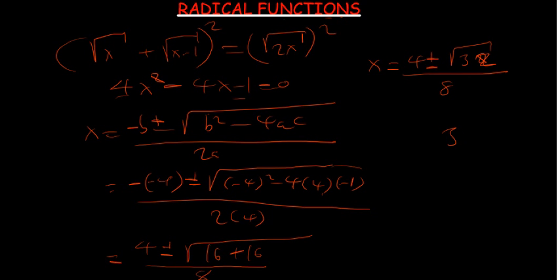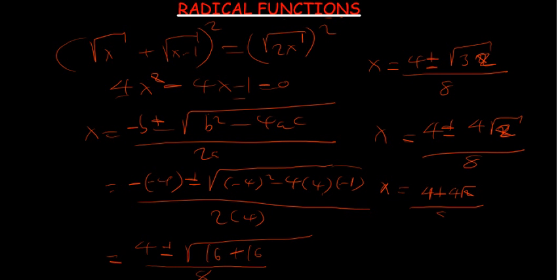Okay, so 32 can also be written as 16 times 2, if we don't want to have decimals as our answers. So that will be 4 plus or minus, the root of 16 is 4, so 4 root 2, and then divided by 8. So at this point we can split them. What we can have is x equal to 4 plus 4 root 2 over 8, or x is equal to 4 minus 4 root 2 over 8. Now we can factorize out a 4.